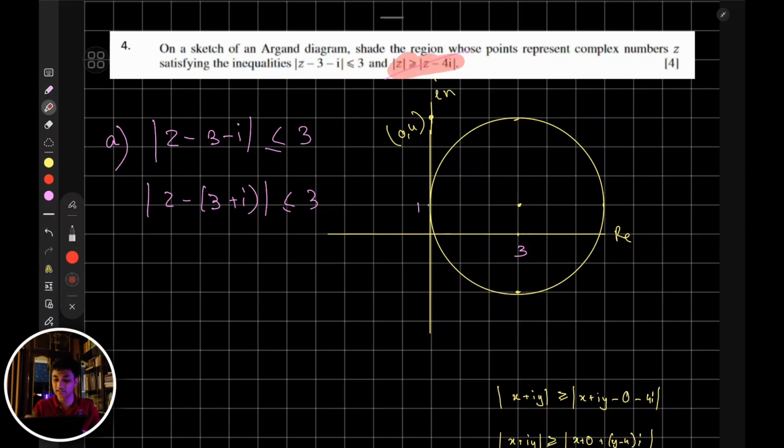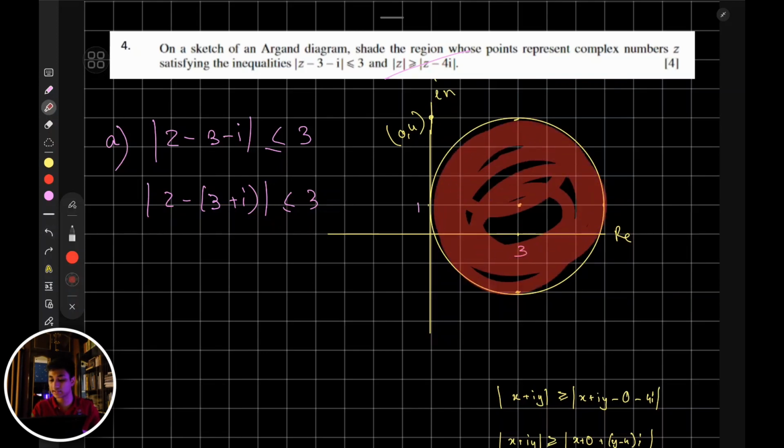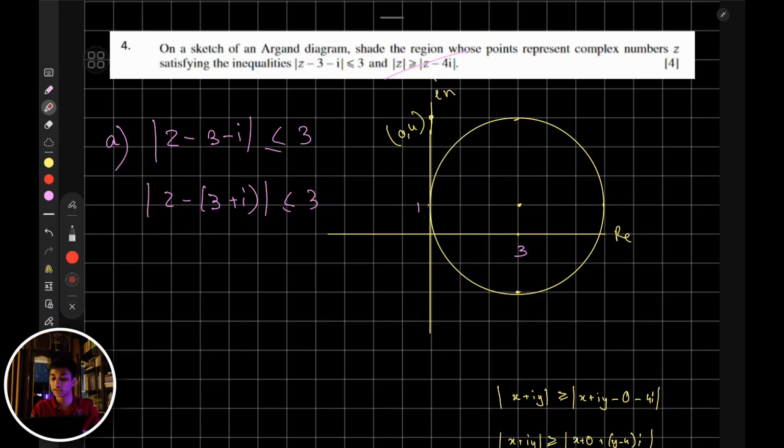If, let's say, this part was not there, you would shade this entire circle, because z can be at any point inside this circle. That is the point of this inequality. Great. If you understand that, we move on to part B.